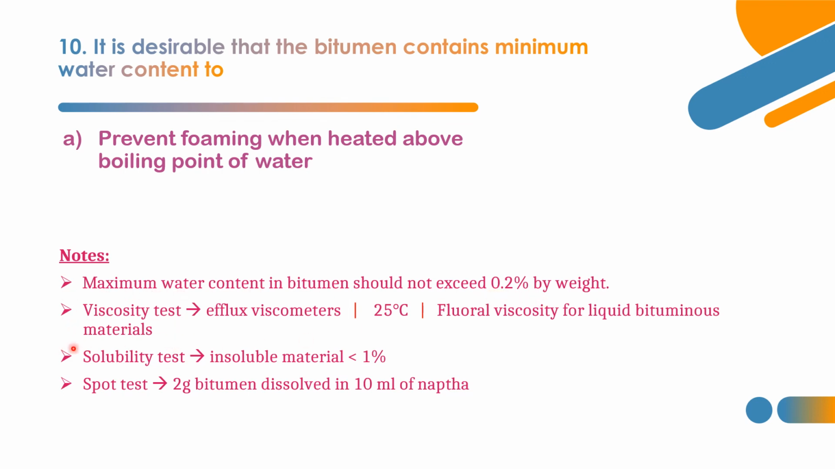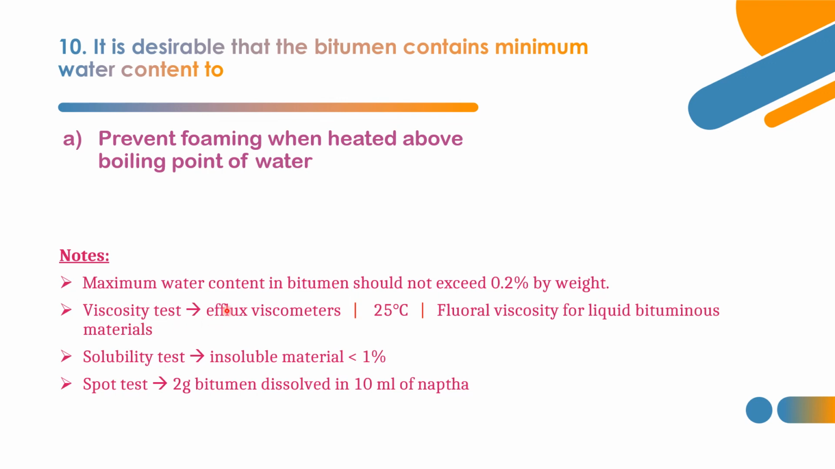There should be minimum water content, but the limit of water content is 0.2%. And other tests are viscosity, solubility, and spot test. Viscosity test is done by using flux viscometers at a temperature of 25 degrees Celsius. And viscosity will be determined for liquid bituminous materials. These are some points regarding the viscosity test.